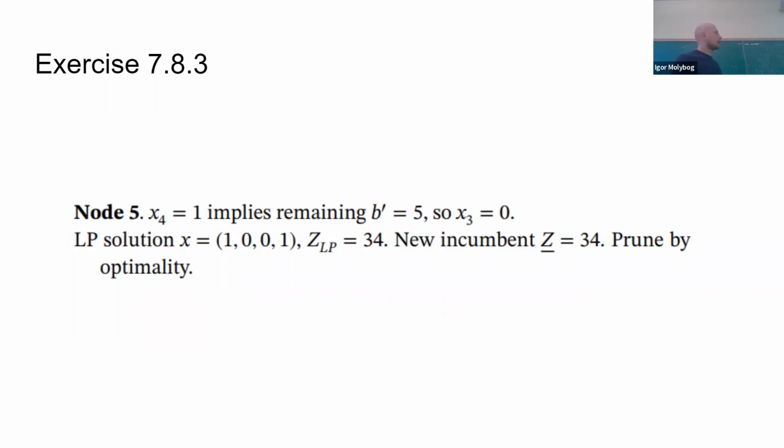Okay. In node 5, x4 equal to 1 implies that, first of all, b dash is equal to 5. Therefore, x3 is equal to 0, and x4 is equal to 1, and the corresponding LP solution is 1001, which gives us a new lower bound, 34. We also pruned: node number 4 and node number 5 both can be pruned by optimality at this point.